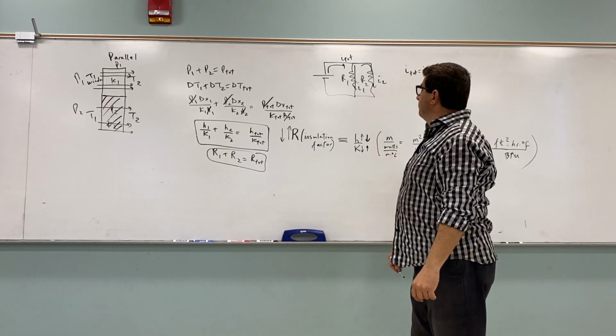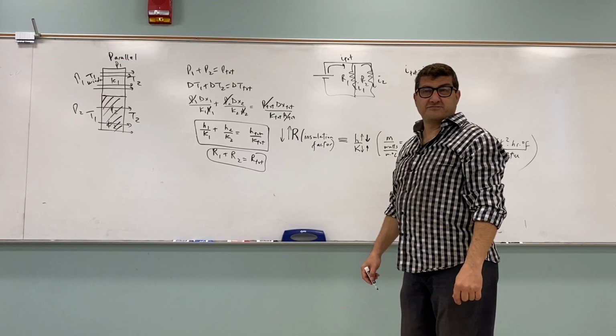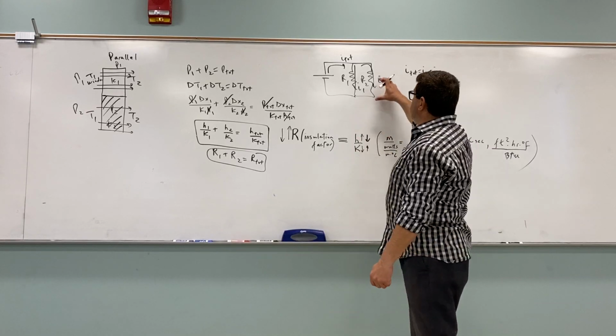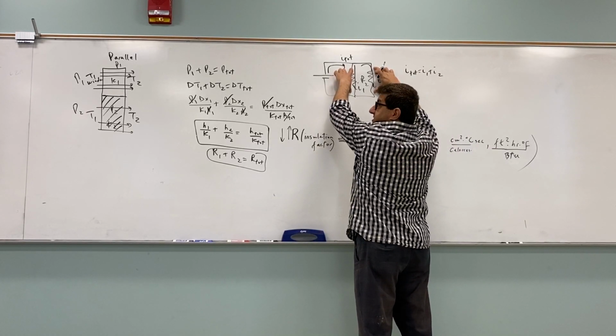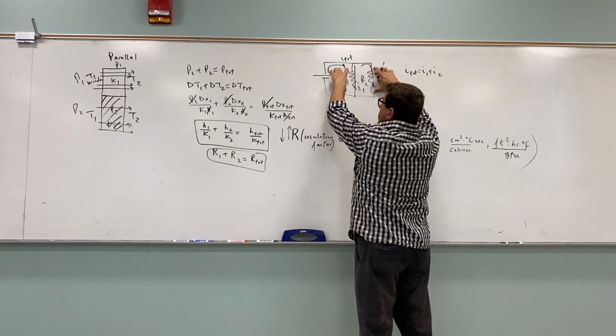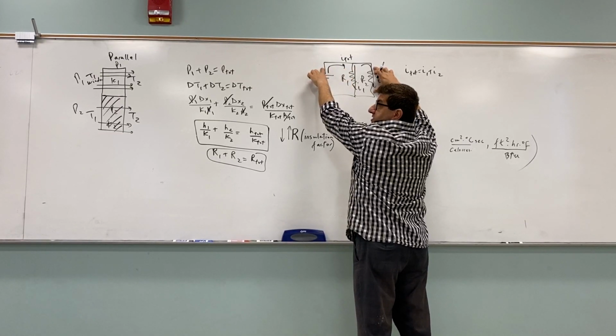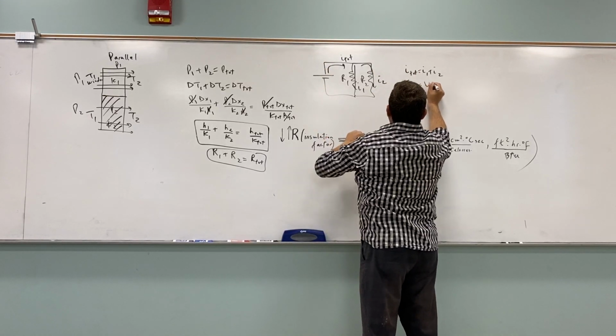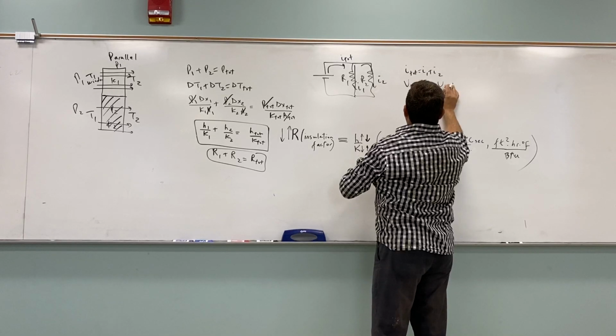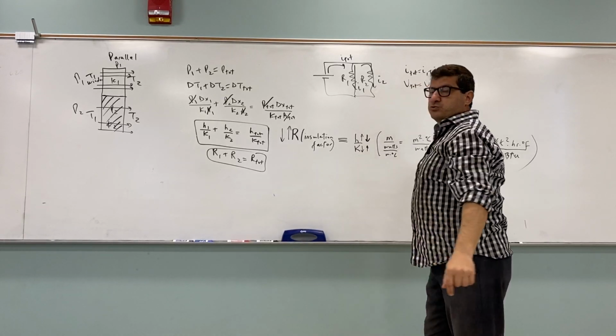right? But what is the same? It's the voltage drop across this resistor, the voltage drop across this resistor, they're the same. And they're equal to the voltage of the battery. So then how do the resistors add up?